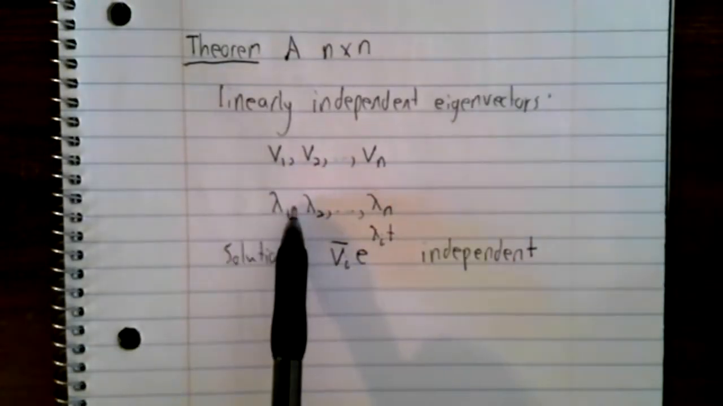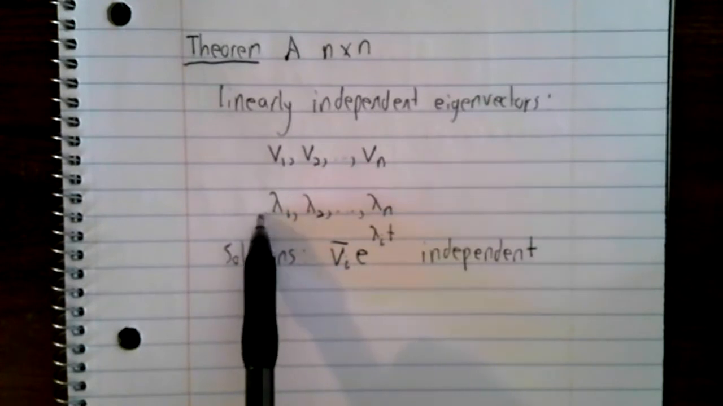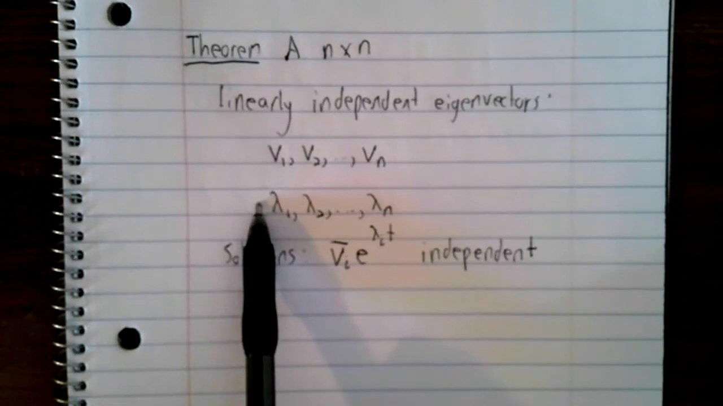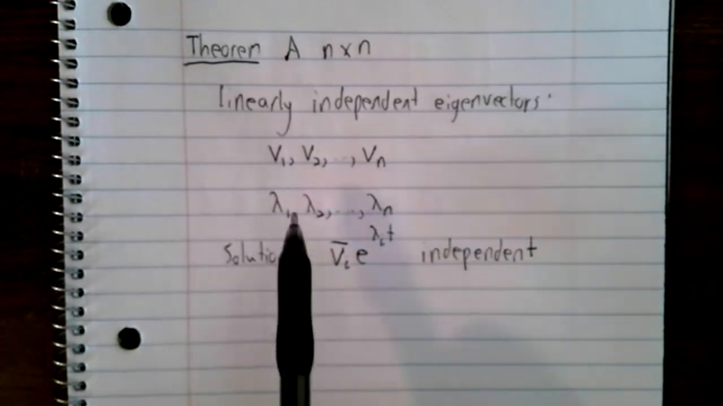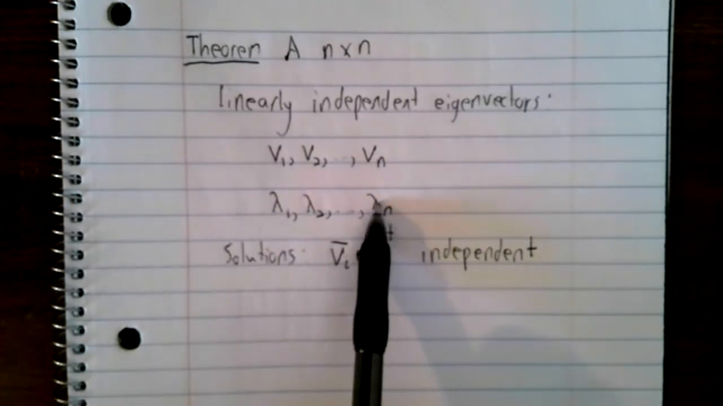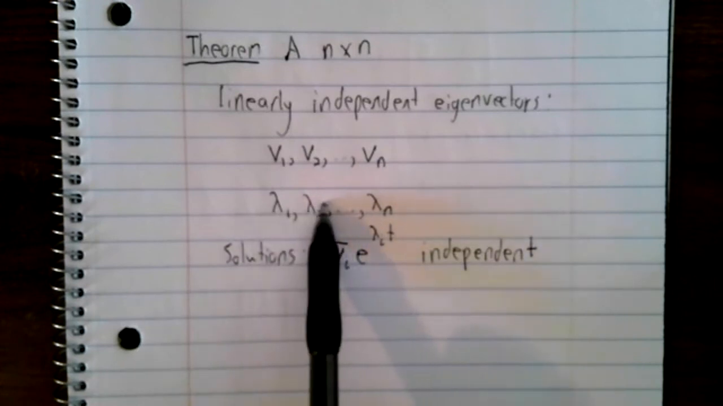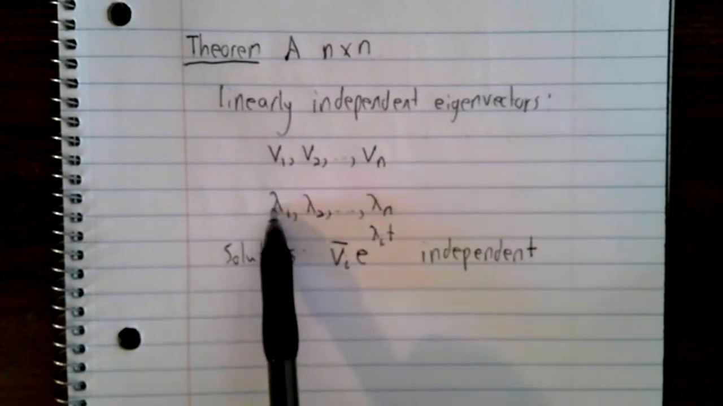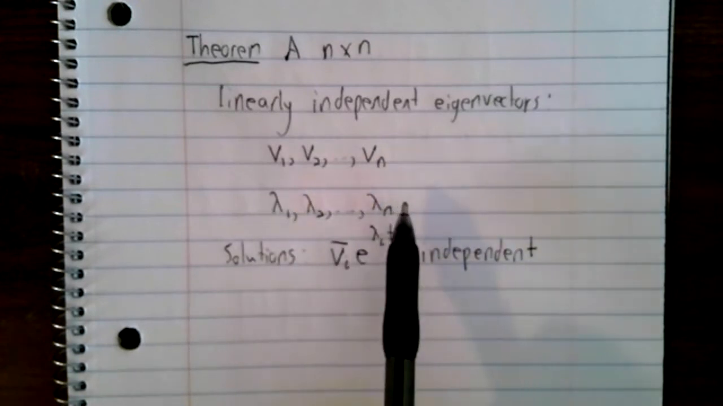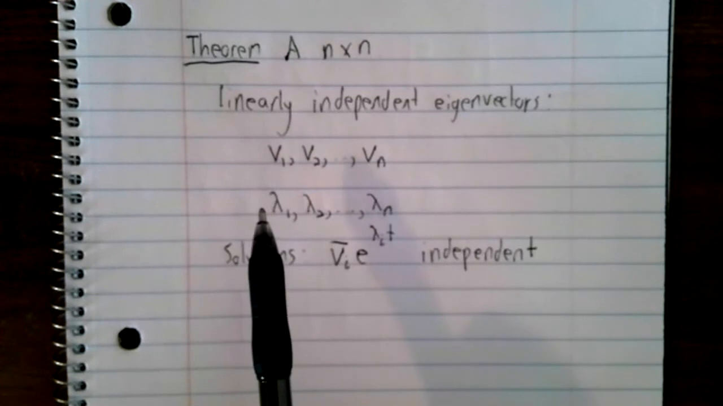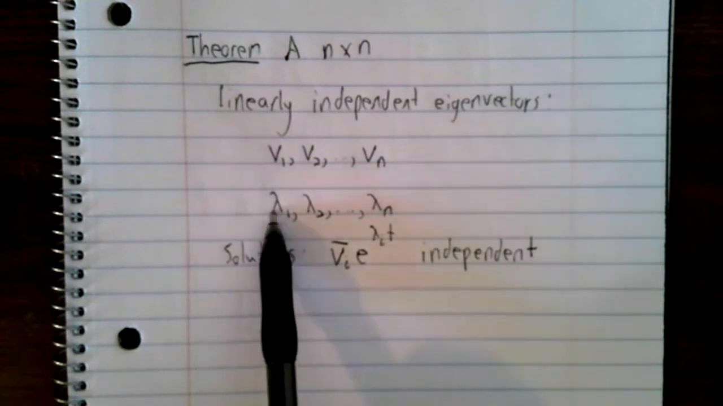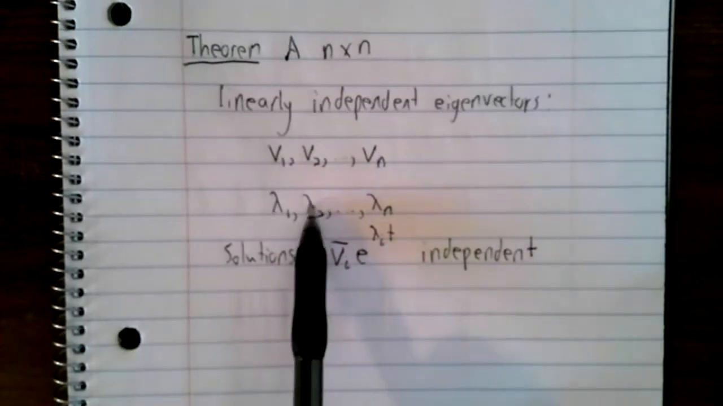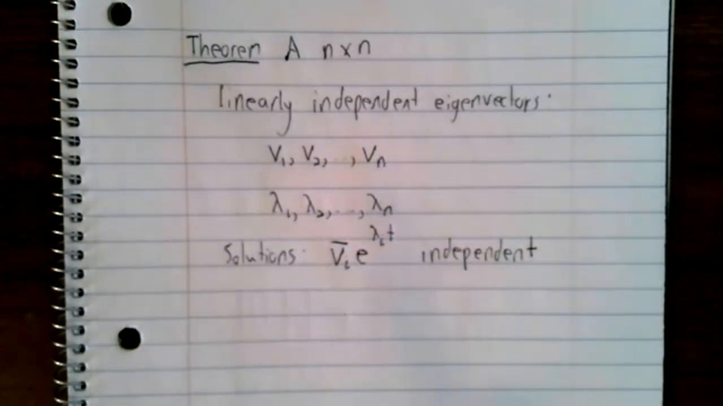One of the most important things about this theorem is what it doesn't say. We do not need these lambdas to be distinct. This theorem still works if, for example, this lambda 1 equals lambda 2.